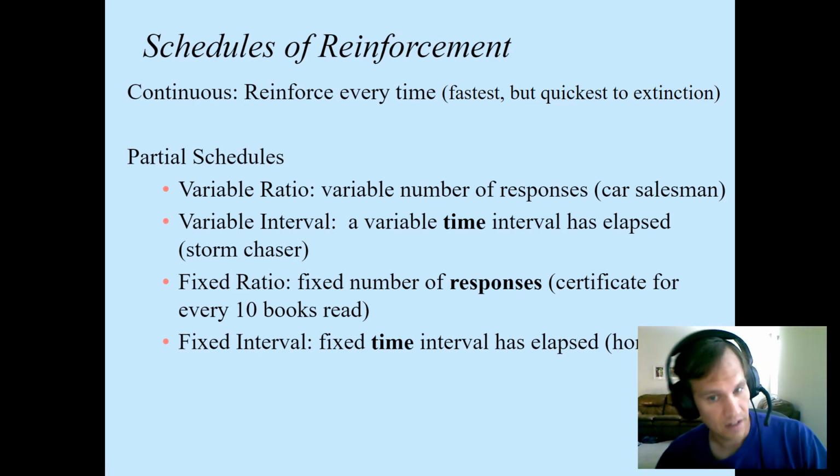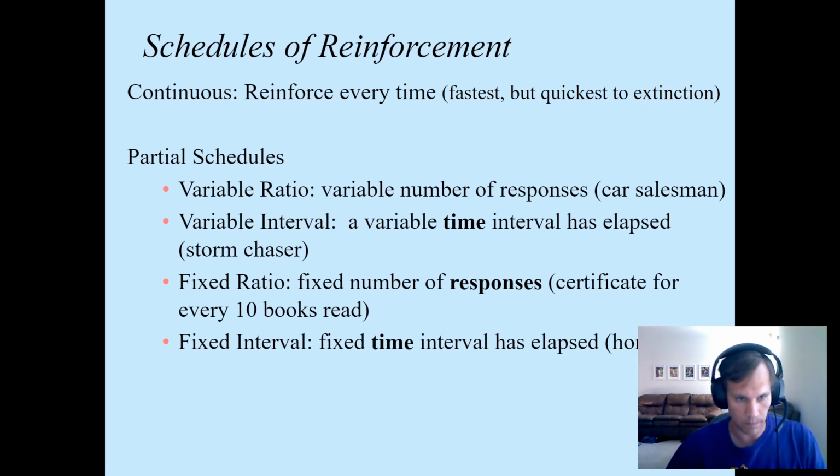Versus fixed. Fixed is you're looking for a certain number. So I'm going to give Billy that candy bar every 5 times he raises his hand because it's ratio. So every 5 times or every 6 times or whatever number you want it to be, every certain amount he gets it. Okay, every 3 times he raises his hand, bam.